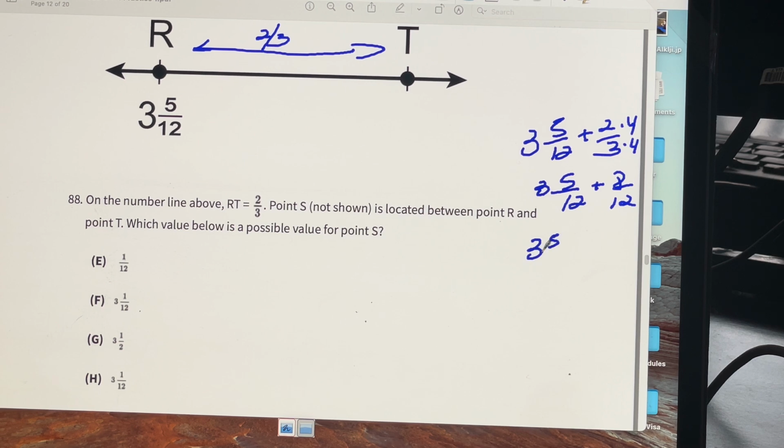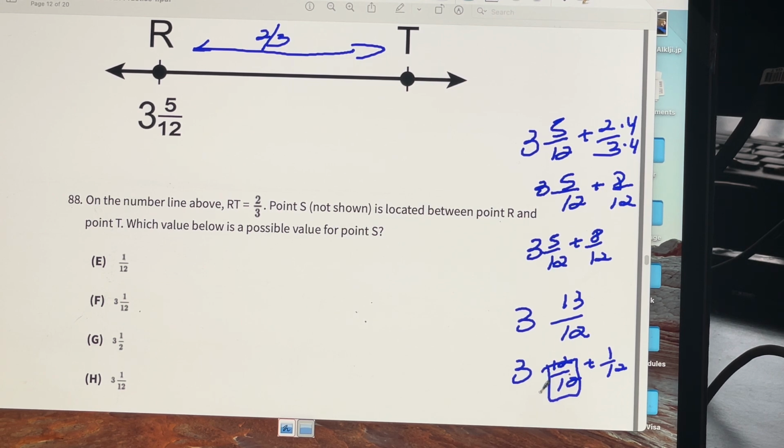So we got 3 and 5/12 plus 8/12, we can add, right? And we get 13 over 12, right? We can't have that, so 13 over 12, we can write as 12 over 12 plus 1 over 12. Now 12 over 12 is the same thing as 1. We can combine that with 3 and we get 4 and 1/12. So this is 4 and 1/12.